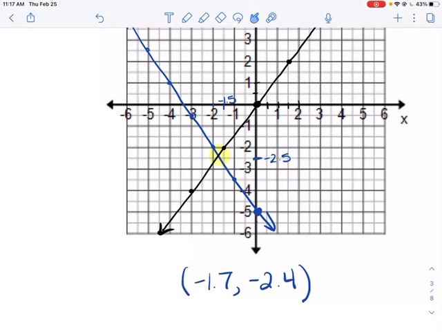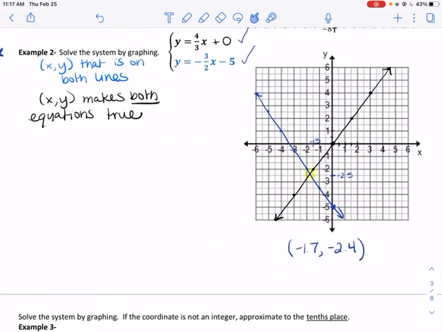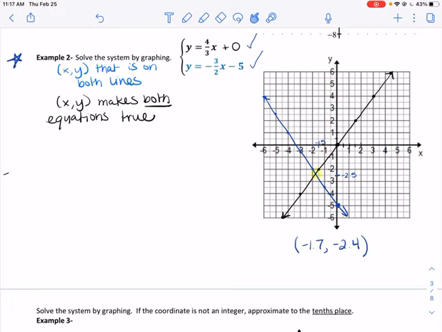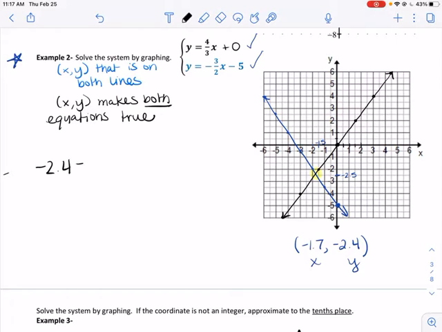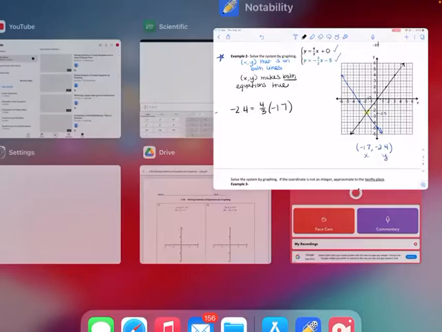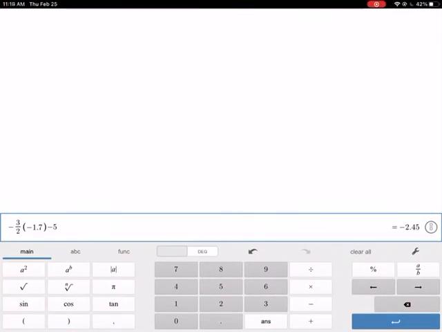Once you have your coordinates, it can be helpful, especially if you're like me and you don't trust that you drew the lines very straight, it can be helpful to check your values in your equations. This point is x, y that is on both lines, and it should make both equations true. So I'm going to put in my -1.7 for x and my -2.4 for y. Let's go ahead and in the black equation, I'm going to put -2.4 in for y and -1.7 in for x. So I don't know how to do that in my head, so I'm going to go over to my calculator. I'm going to put the right side of the equation in.